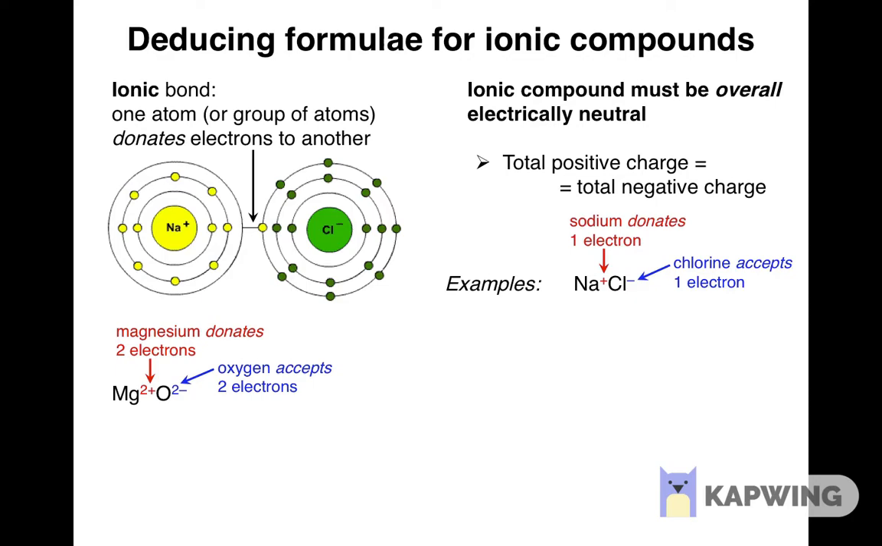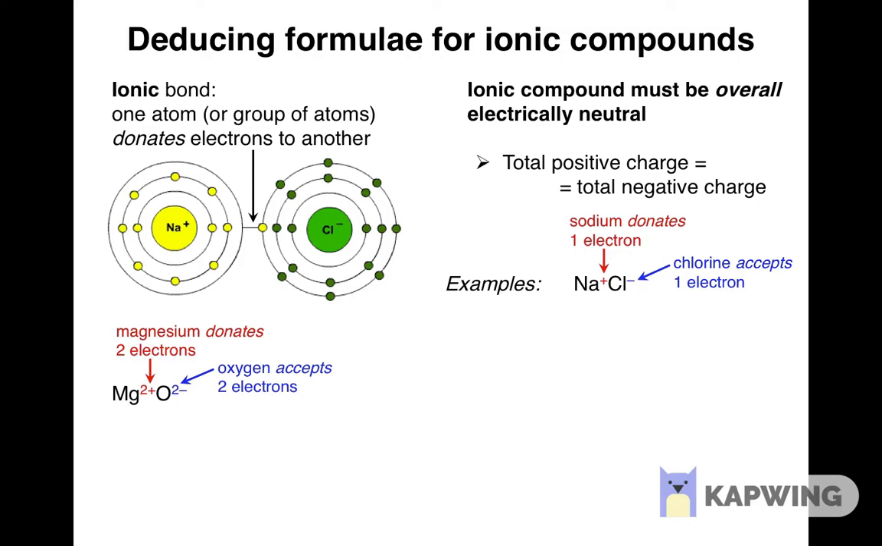Because each magnesium atom in magnesium oxide donates 2 electrons and each oxygen atom accepts 2 electrons, in order for the compound to overall be electrically neutral, the number of magnesium cations and oxygen anions in it must be the same. In other words, the ratio between the number of magnesium cations and oxygen anions is 1:1, and the empirical formula of the compound is MgO.